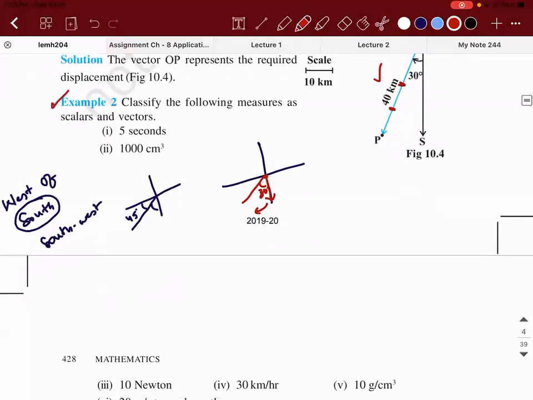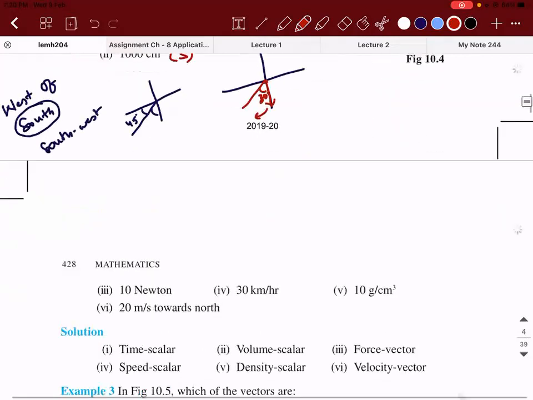Right. Classify the following measures as scalars and vectors. 5 seconds. Seconds is for time, so it's a scalar quantity. 100 centimeter cube. Centimeter cube is for volume. Volume is scalar. 10 Newton. Newton is for force. Force is a vector. 30 kilometer per hour. Kilometer per hour, you can call it for speed or velocity. But since they didn't give direction, I'll take it as speed. Since it is speed, it is scalar.